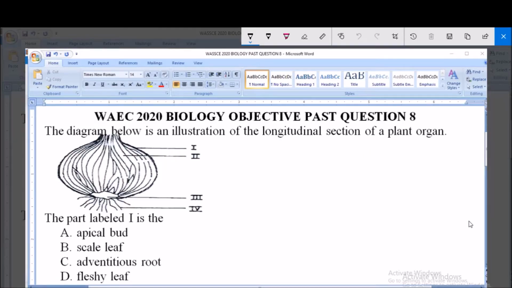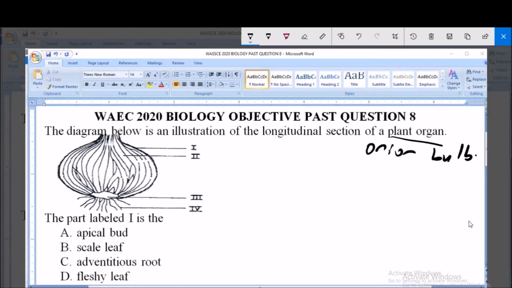Hello and welcome. I'm going to be answering WAEC 2020 Biology Objective Part Question 8. You have the diagram below, which is an illustration of the longitudinal section of a plant organ, and this plant organ is an onion bulb.